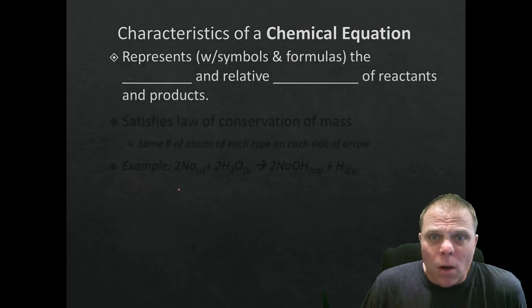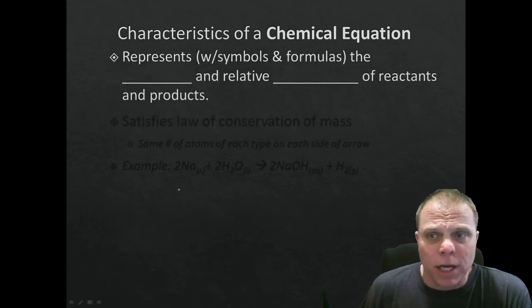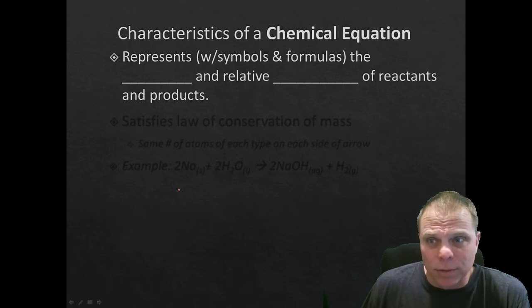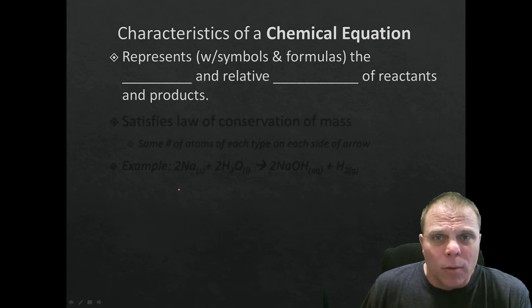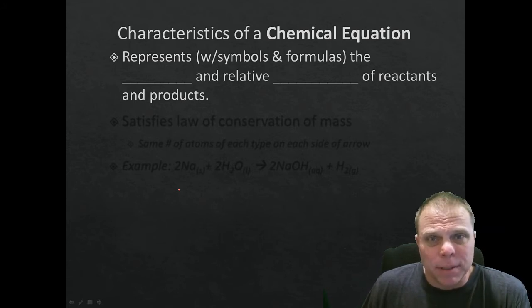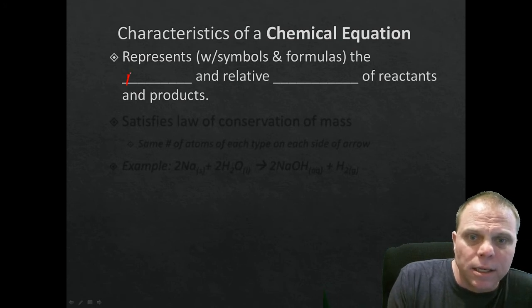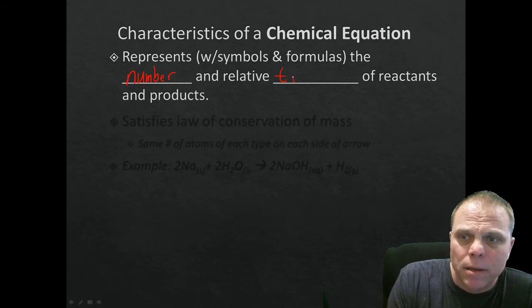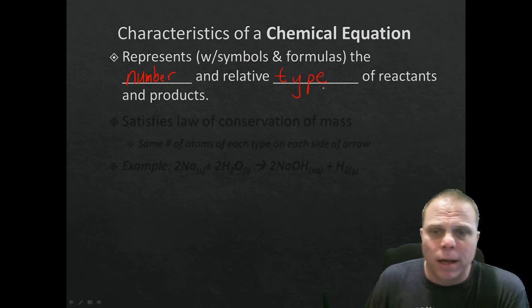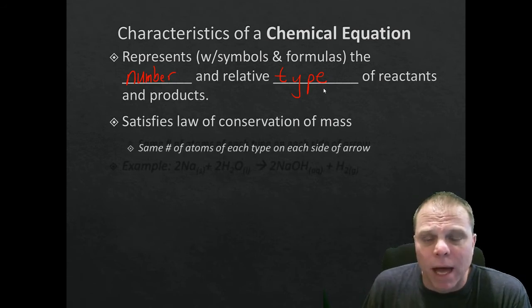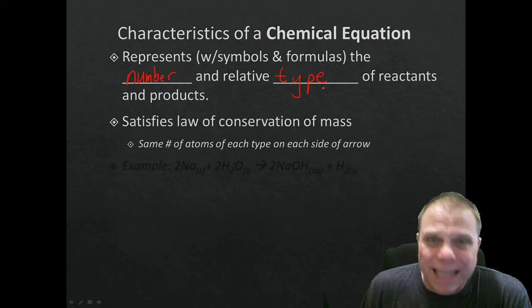All right, so what kind of characteristics do we have of a chemical change? Well, we're going to talk about representing chemicals, right, with symbols and formulas. And we want to represent the number and types of reactants and products. We have to make sure that when we're done, we've satisfied the law of conservation of mass, that we have the same number of atoms on each side of the arrow.